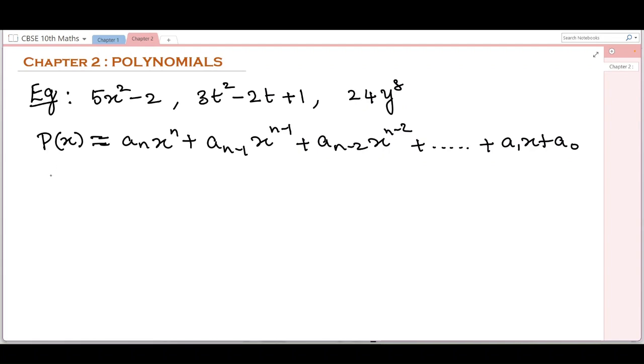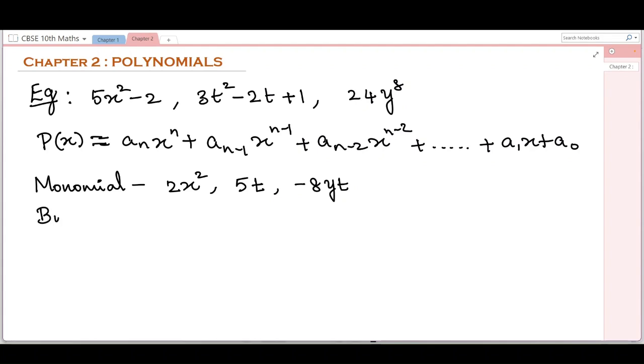So now moving on to the idea of number of terms. The first one is monomial. If you have only one term in the polynomial, then we call that to be monomial. An example for that is 2x square, 5t, minus 8yt. So here in all the polynomials we have only one term involved. So this is considered to be monomial.